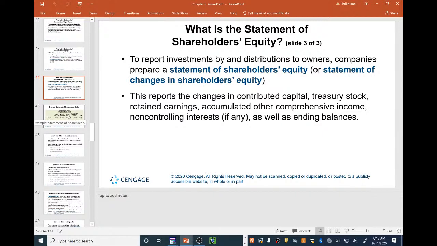Okay, to report investments by and distributions to owners, companies prepare a statement of shareholders' equity, or the statement of changes in shareholders' equity. All it does is report the changes in contributed capital, treasury stock, retained earnings, AOCI, and non-controlling interest, if any, as well as ending balances. So pretty much it's just summarizing your equity section, right? Which makes sense, because obviously it's the statement of shareholders' equity. So at the end of the period, whatever all the changes are, we just have to show that net effect in these components of equity right here.